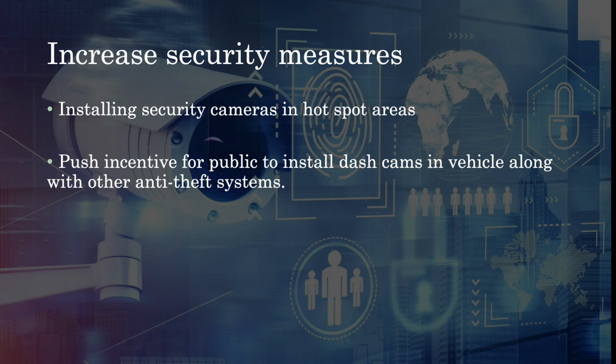Lastly, increase security measures. We can begin by installing better lighting in parking lots and other areas where vehicles are parked, hopefully making it more difficult for criminals to operate under the cover of darkness, and installing security cameras in hotspot areas where there's currently none, and pushing incentives for the public to install dash cams in their vehicles, along with other anti-theft systems.